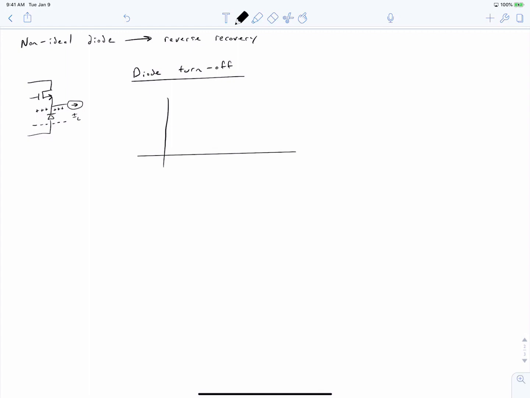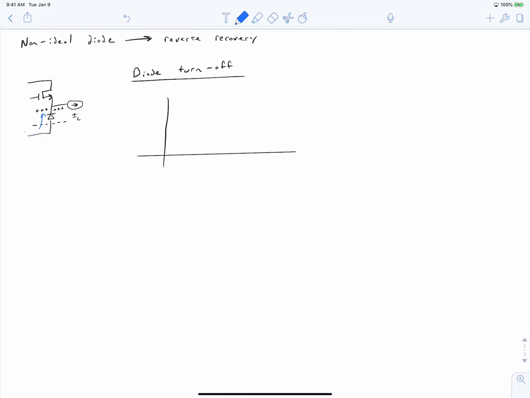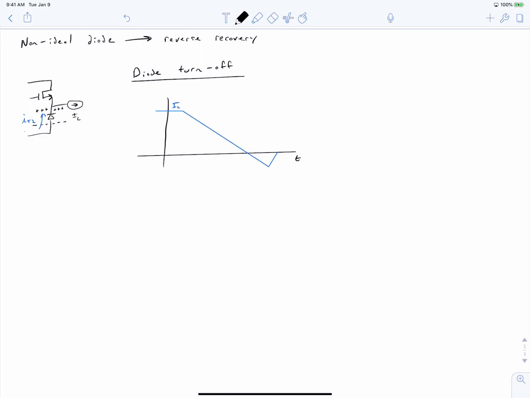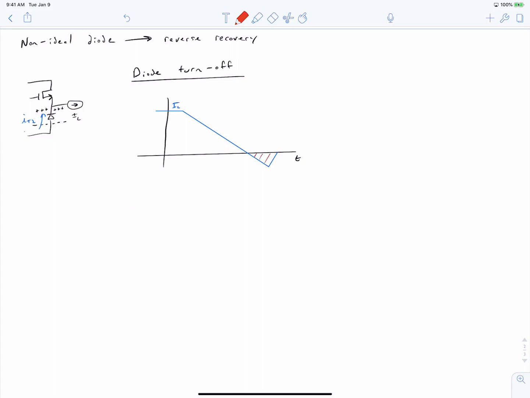We can observe this by simply plotting the diode current. Again, we've labeled the current through the diode as IT2. And IT2 starts out at the load current, and then it goes negative. The difference here is that IT2 now goes negative. And this region right here where it's gone negative is the result of needing to establish the charge in the PN junction.